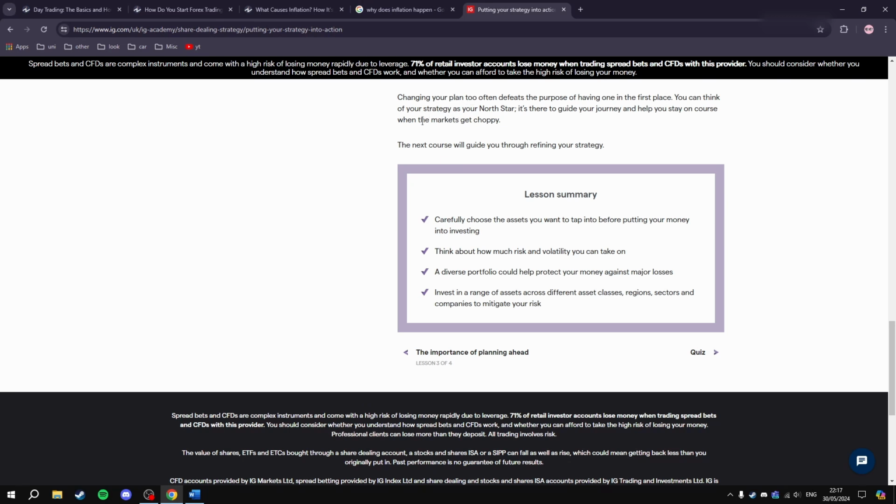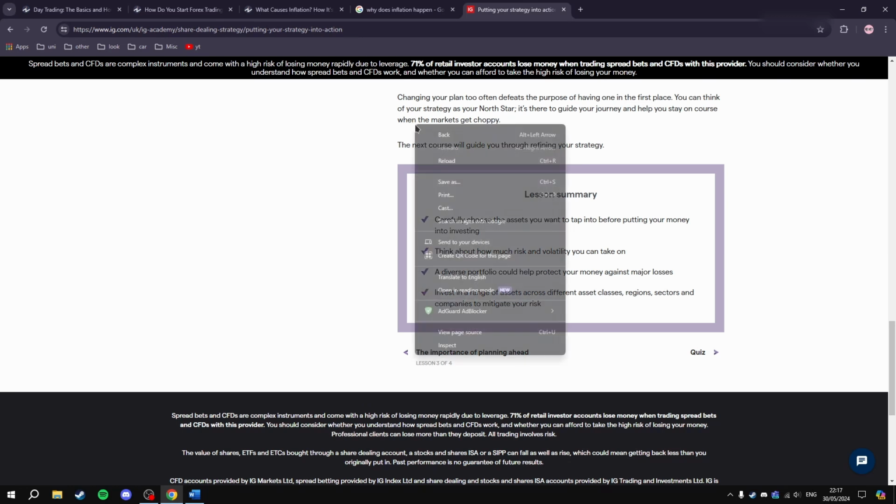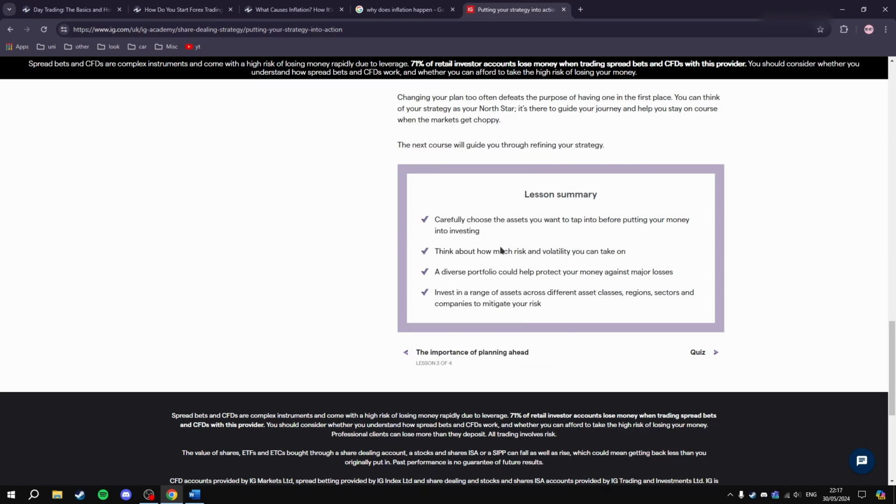So, lesson summary. Carefully choose the assets you want to tap into before putting your money into investing. Think about how much risk and volatility you can take on. A diverse portfolio could help protect your money against major losses. Invest in a range of assets across different asset classes, regions, sectors, and companies to mitigate your risk.